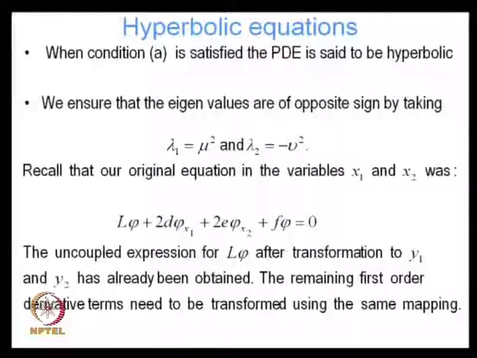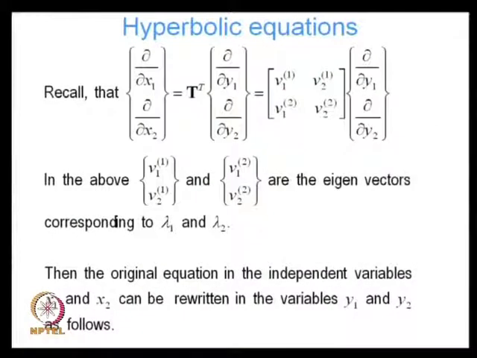What we have to do is transform the first order derivatives into the y1 y2 space. We have to do that, we have to be consistent. So the remaining first order derivative terms need to be transformed using the same mapping, which was t equal to v transpose.